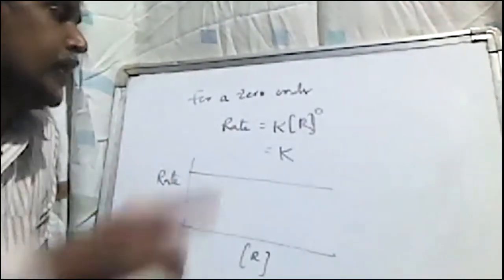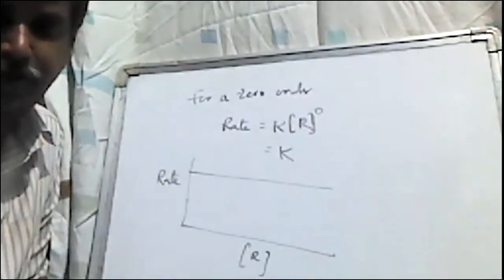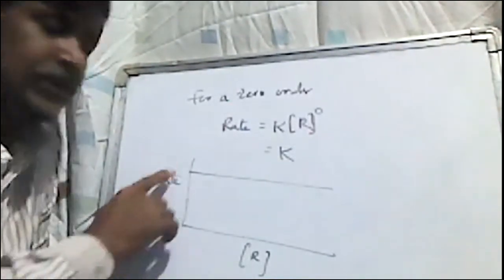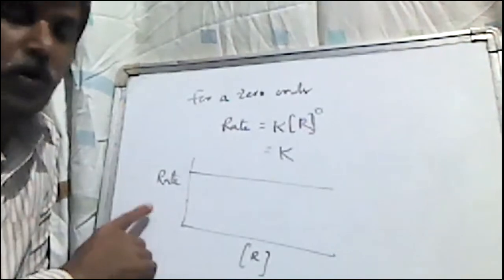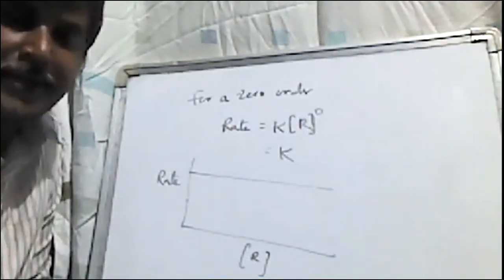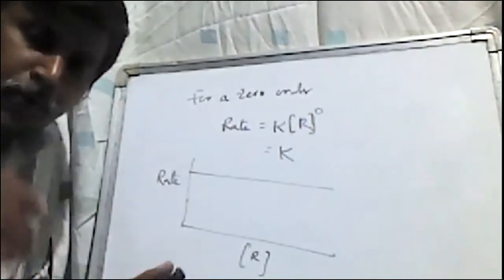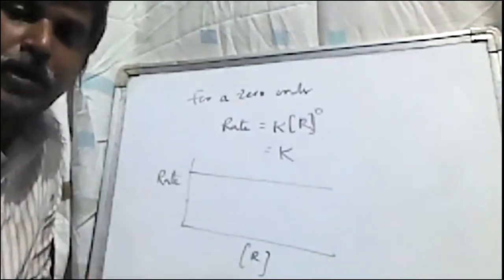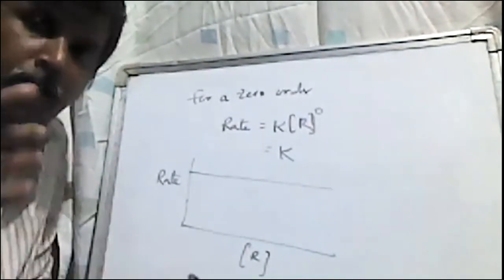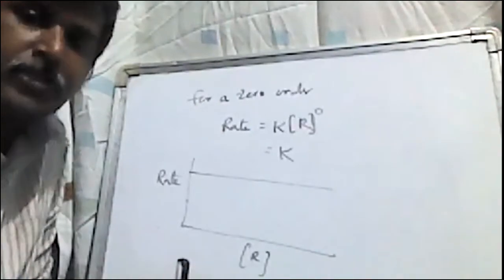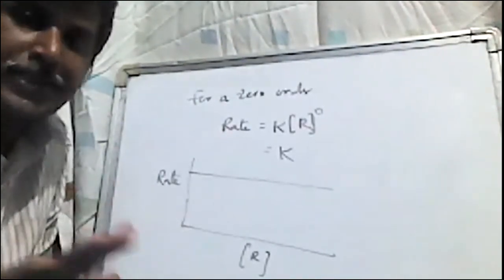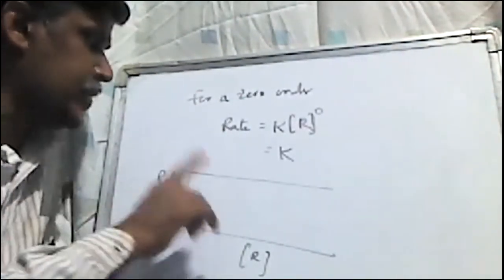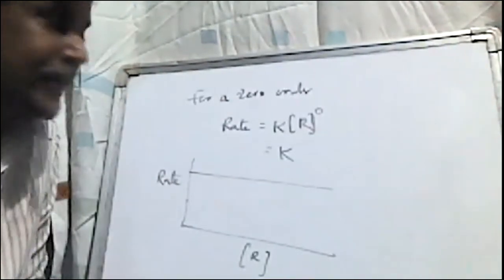This is one plot: rate versus concentration of reactants. The rate is independent of the concentration of reactants. What that means is, whatever the concentration of reactants, rate remains the same. If you take 1 mole or 10 moles or 100 moles, for a zero-order reaction, the rate is always the same. It doesn't depend upon the concentration of reactants.